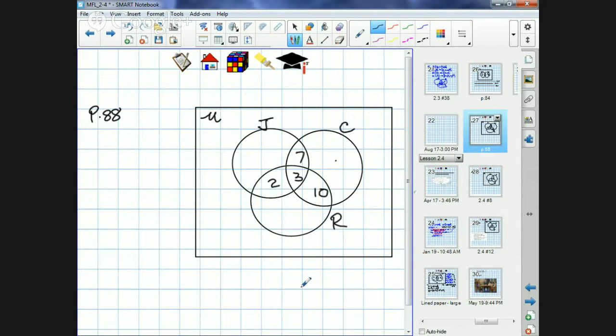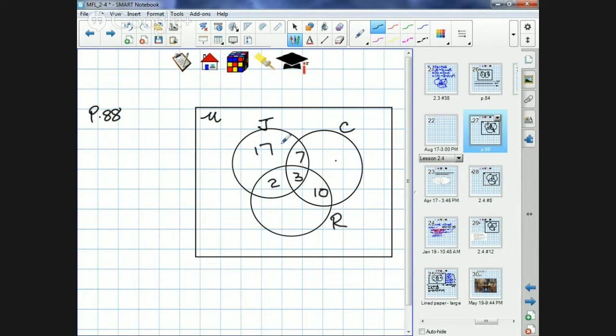Now we still got a little work to do. It says 29 like jazz. So that means the total in the J circle needs to be 29. All right. How are we going to get that? So I would add up what I've got in the jazz circle and subtract that from the 29. So I would take 12 from 29 and I would put 17 in there. That is correct. That's exactly how you do it.